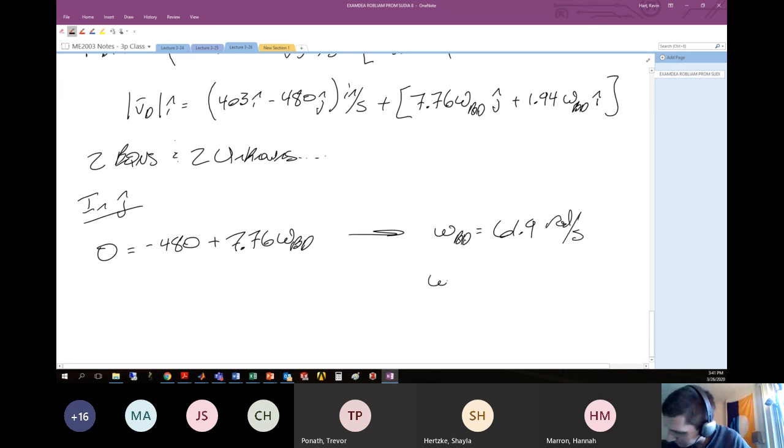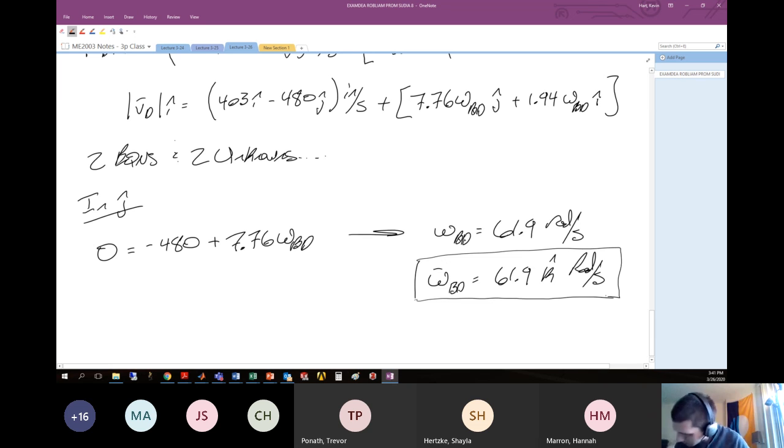Radians per second. Or if we want to write it in vector form, omega BD is 61.9 k hat radians per second. So this is one of the things we were asked to find. And we're reporting here now with proper vector notation. We have both magnitude and direction. So here, 61.9 k hat radians per second.